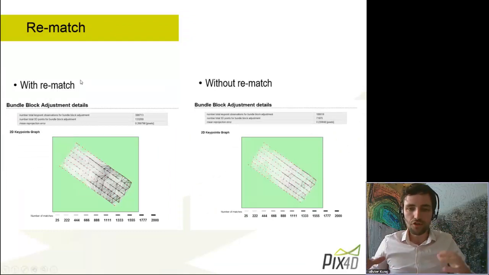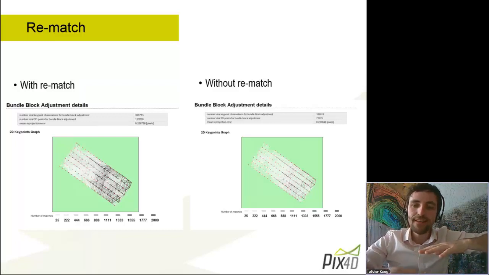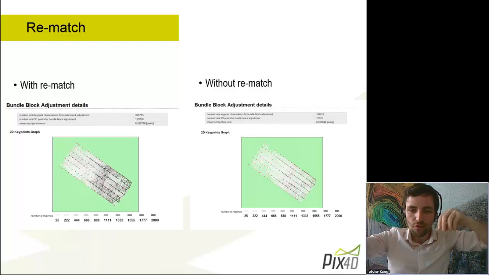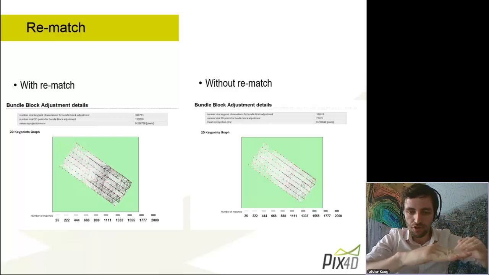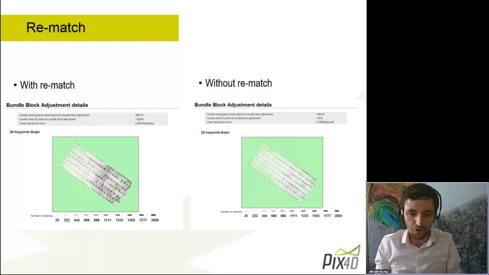With rematch, the software is going to try to calibrate all the images in the first step. And in addition, once it finds the real position for all the cameras, it is going to look back at each single image and try to find new matches between them. This usually increases the accuracy and the number of calibrated images for the project.